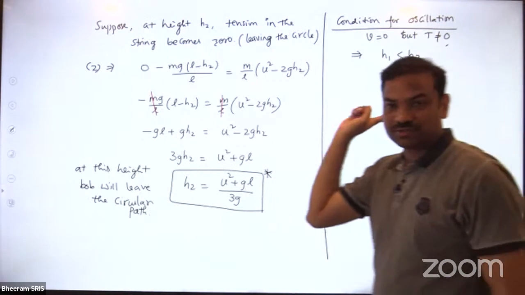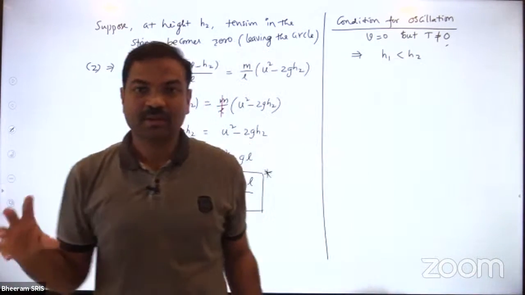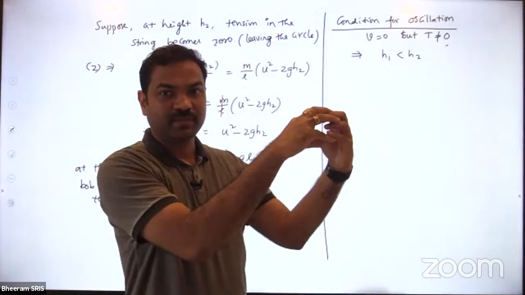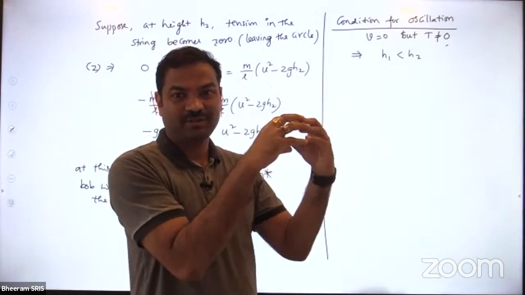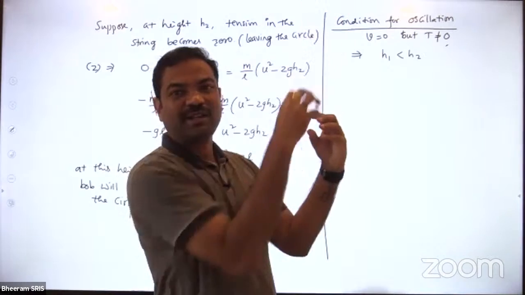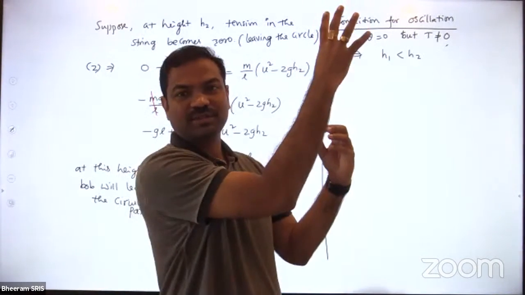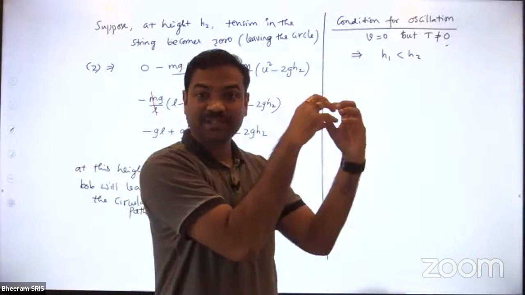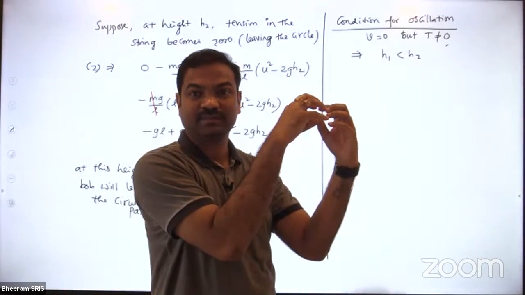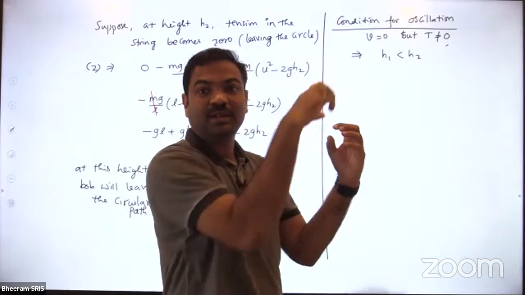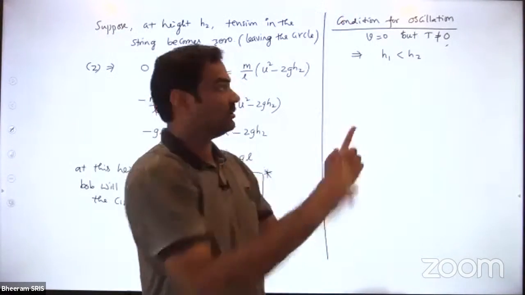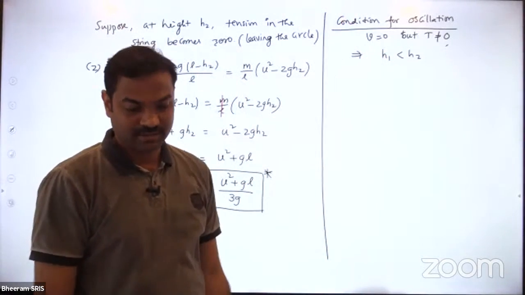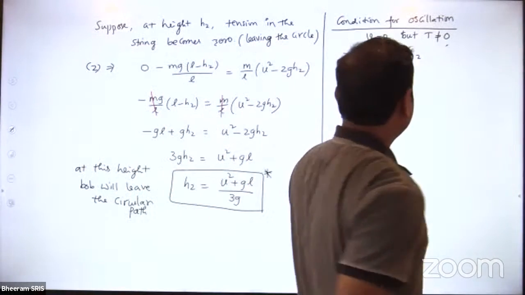H1 is less than H2. As H1 is less than H2, pendulum will reach H1 height first. At H1 height, speed is zero. That means it cannot go to the H2 height. So it will go to H1 height and come back because speed is becoming zero at H1 height. So it never goes to H2 height and tension never becomes zero. So that is the condition for oscillation. Clear?